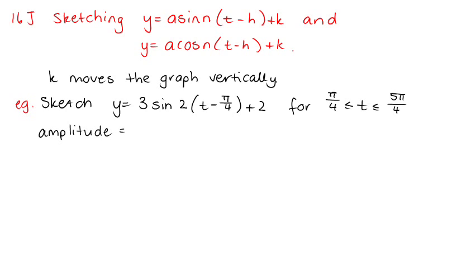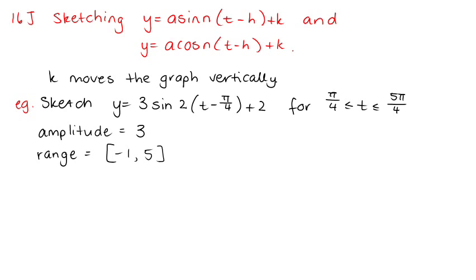What's our amplitude? 3. Yes, it's 3. So from the middle of the graph up to the top of the graph is 3 units. What's our range? Think about it carefully. What is it usually? It's usually negative amplitude to the amplitude. So it's usually negative 3 to 3, but we've actually moved this graph up by 2. So it's going to be negative 1 to 5.